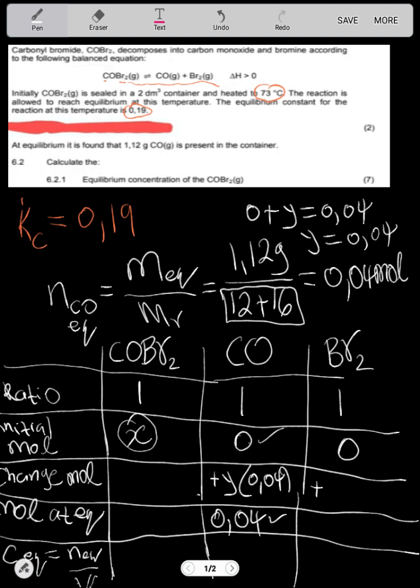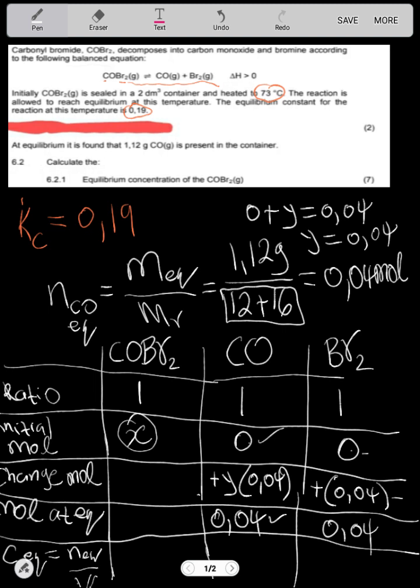And since CO ratio is 1:1 with the Br, it means the total number of moles of CO is the same as the number of moles of Br. So the change in moles will be the same, 0.04. Then I have to add this plus that, which will be 0.04 again. So I managed to find my mole at equilibrium for Br2.